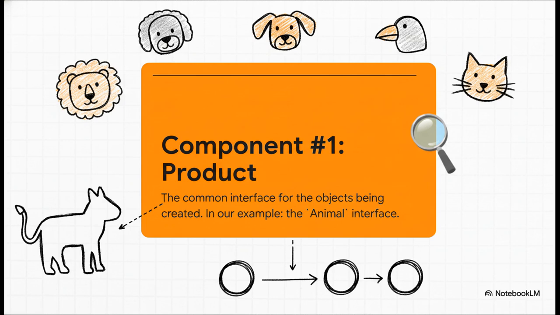Okay, to really get this, let's break the pattern down into its 4 main parts, its 4 building blocks. The first one is called the product. Don't let the name fool you. This is just the common interface for the thing we're trying to create. So in our simulator, the product is the animal interface. It sets the rules for what any animal in our park should be able to do.